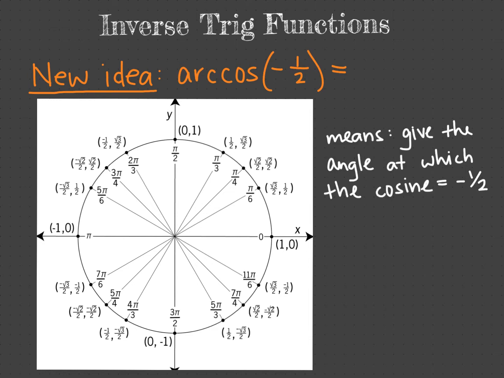We know that on the unit circle there are two angles at which the cosine is -1/2. Our answer could be 2 pi over 3, and our answer could also be 4 pi over 3. Well, the idea is that we only want one answer. So what is it going to be? 2 pi over 3 or 4 pi over 3?